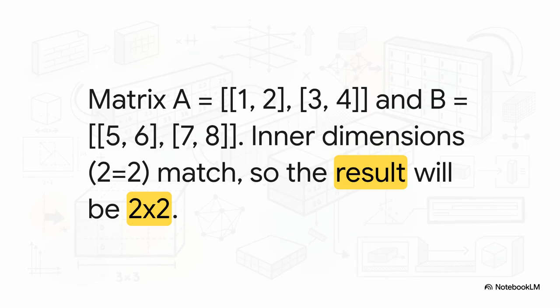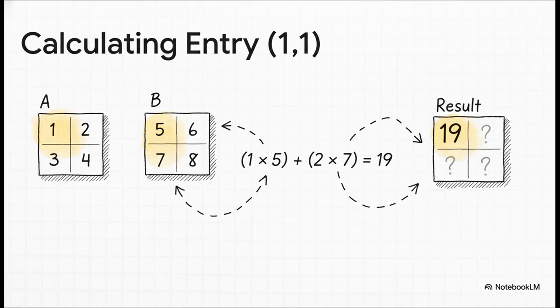First, the dimension check. A is 2 by 2, B is 2 by 2. The inner dimensions are 2 and 2, they match. We're good to go. And the outer dimensions tell us our answer will also be a 2 by 2 matrix. Perfect. All right, let's find that very first number, the one in the top left corner. Remember our mantra? Row by column. So we take the first row of A, which is 1, 2, and the first column of B, which is 5, 7.